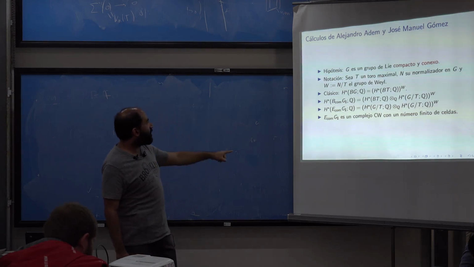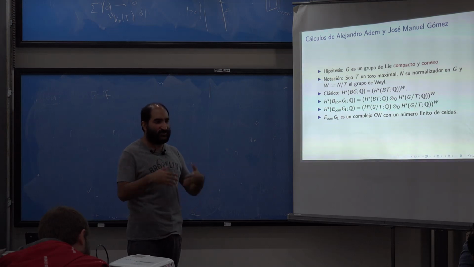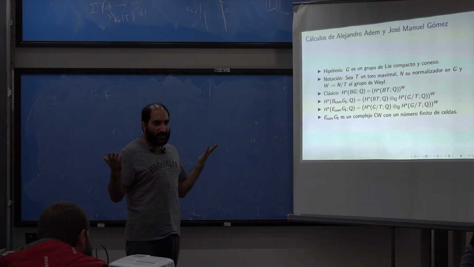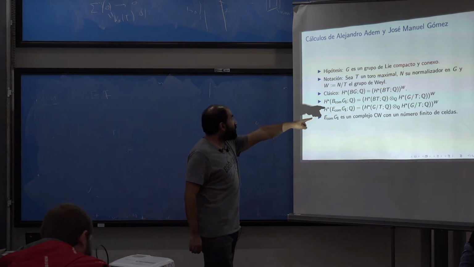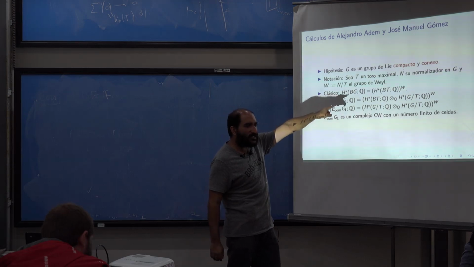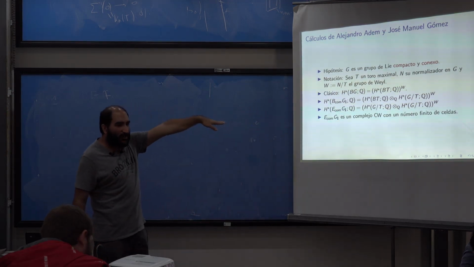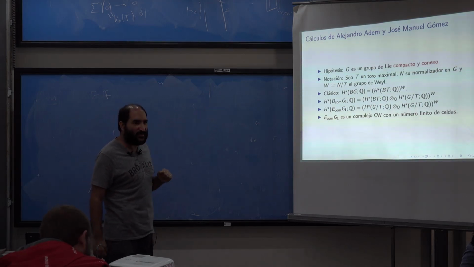Let me remind you that the classical way of presenting results about the cohomology of the group or the classifying space is in terms of these other subgroups. For example, Borel's calculation is that the cohomology with rational coefficients of BG is the Weyl group invariants of the cohomology of the classifying space of the maximal torus.